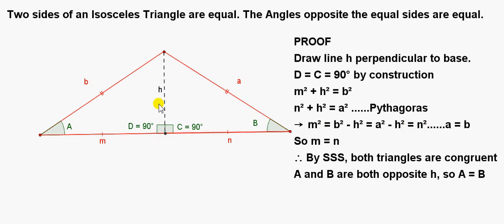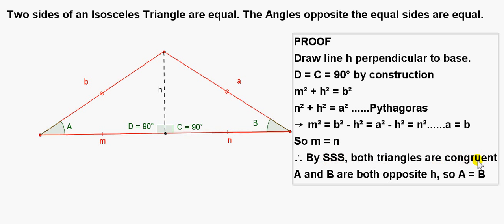Now notice that we have two triangles whose three sides are the same. The three sides of this triangle are b, h and m. The three sides of this triangle here are a, h and n. But a is equal to b, h is obviously equal to h in both triangles, and we've just shown that m is equal to n. So the three sides are the same, so that's one of the conditions for triangles to be congruent. We abbreviate that condition as SSS, standing for three sides the same in both triangles.